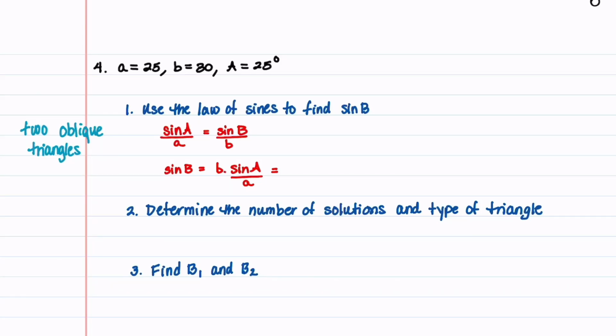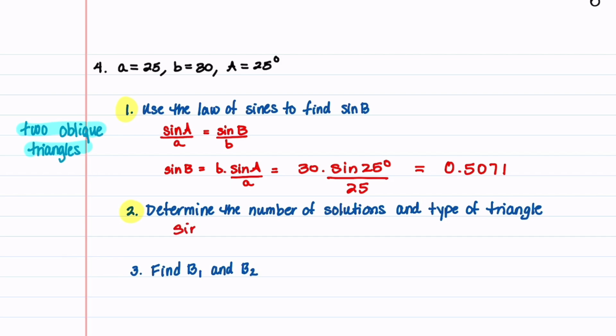In this video, I'm going to walk you through an example of the law of sines ambiguous case where we're going to get two triangles. Since we know the sides a and b and angle A, we'll begin by finding the sine of angle B. B is equal to 30, and then we have sine 25 degrees, and then we divide that by side a, which is 25. This gives us a value of 0.5071.